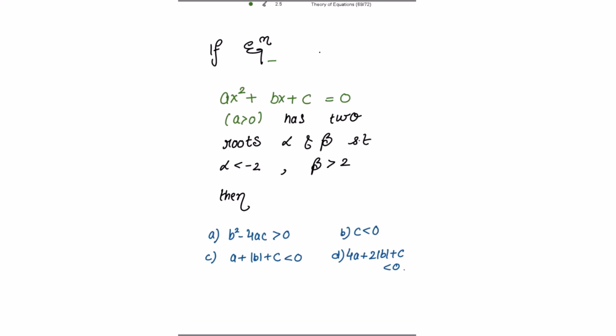If the equation ax²+bx+c equal to 0, where a is strictly positive, has two roots, alpha and beta, such that alpha is strictly less than -2 and beta is strictly greater than 2, which means alpha and beta are distinct roots, right? So distinct roots are given to us, then we need to check these conditions, right?